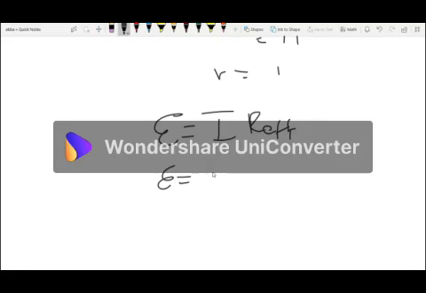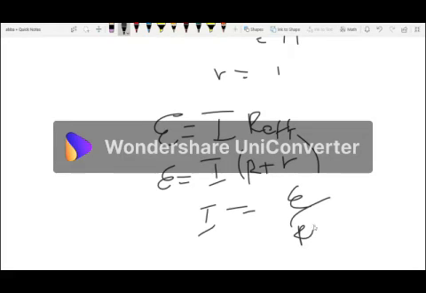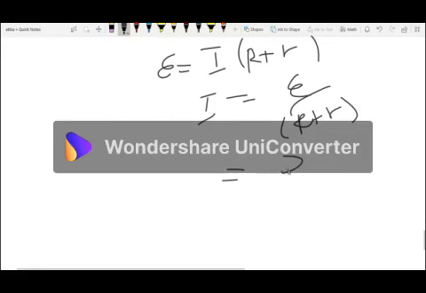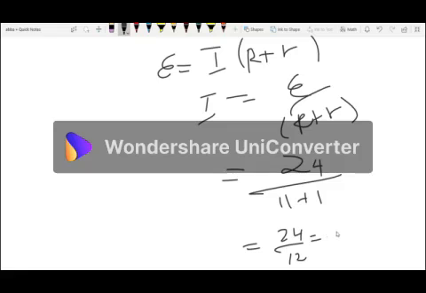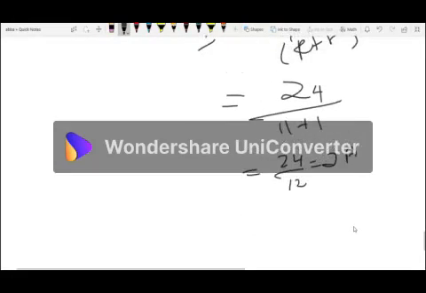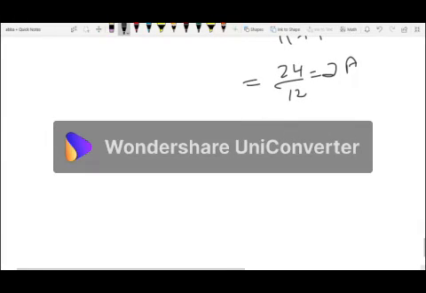Now E will be equal to I into your external and your internal. Now I will be equal to your E over your R plus your r, something like this. So now this is going to be 24 divided by 11 plus 1. Then you have 24 divided by 12. This has to give you 2 ampere, right? Now let's go to B.